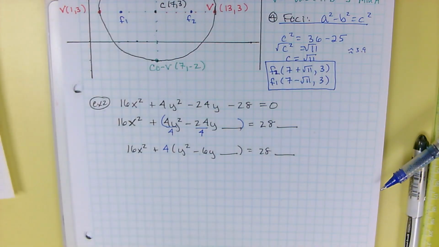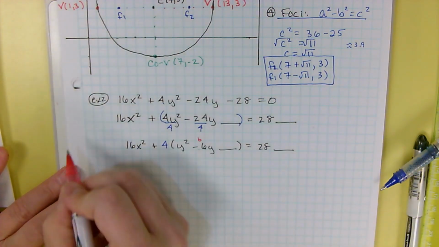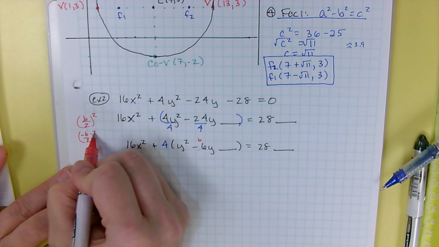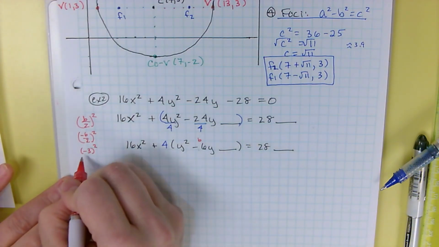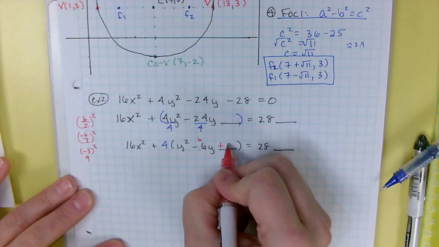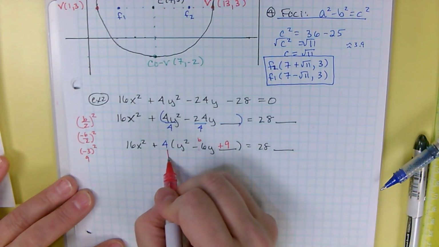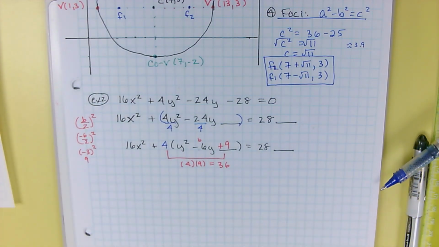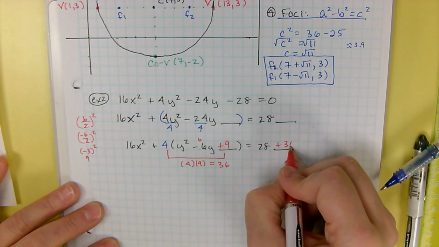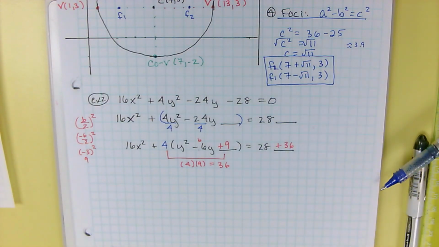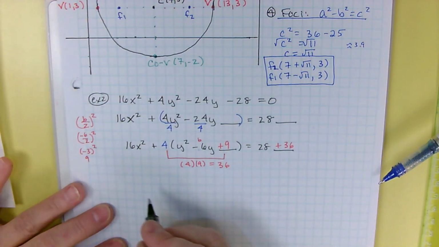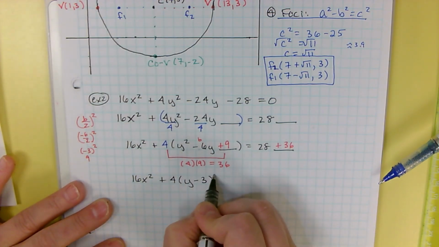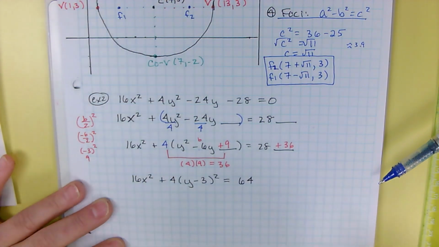Okay, now we're going to calculate our magic number. So our b is -6, so b divided by 2 quantity squared is -6 over 2 squared, or -3 squared, which is a positive 9. So we're going to add 9. Now here's where you got to be careful. I didn't just add a 9. I just added a 4 times a 9. So I really just added a 36. So to keep it balanced, I have to add 36 to the right side. So watch out for those scalars. Okay, let's complete the square. So I've got 16x squared plus 4 times y minus 3 squared equals 64.